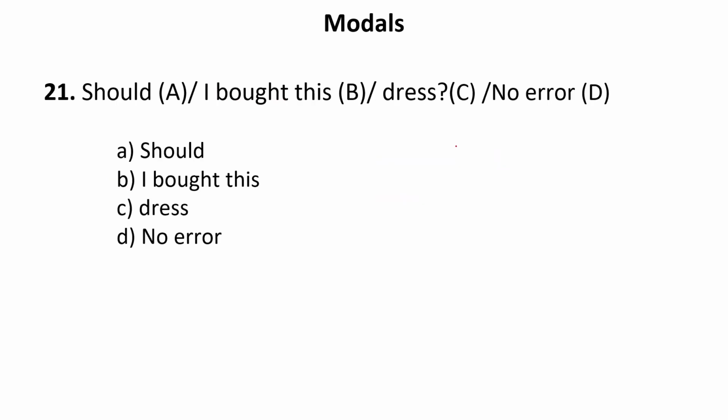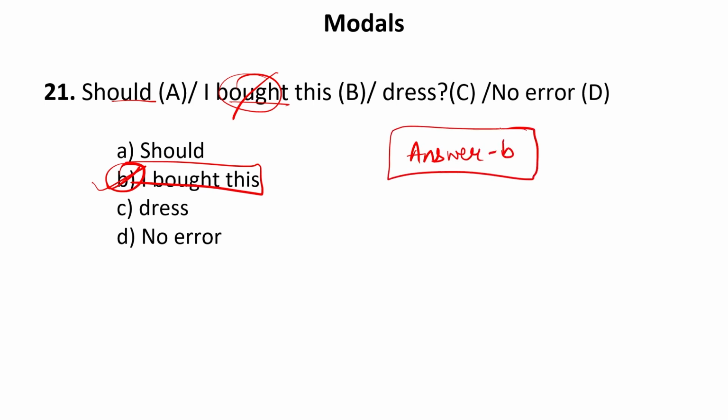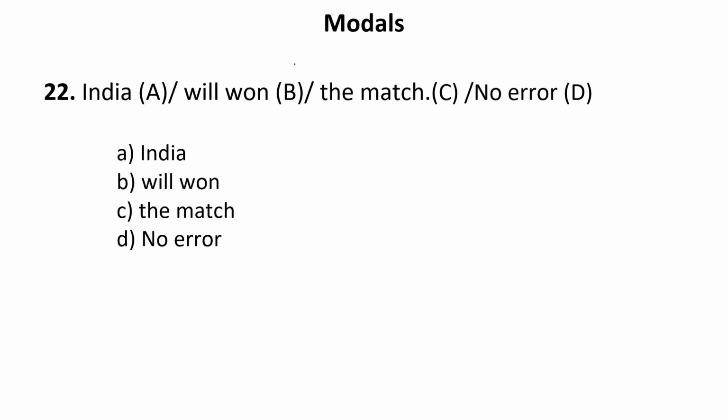Now let us move to the next one. Should I bought this dress? Now again, should is a modal. Bought is the second form, which is incorrect. Either it is written should I buy this dress. So B part will be the answer because this part contains the error. So our answer is B. The correct sentence can be should I buy this dress?